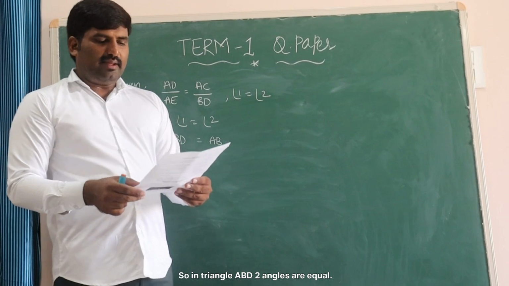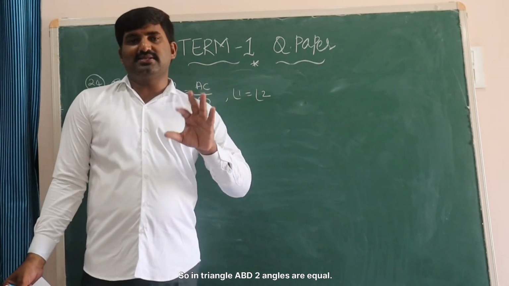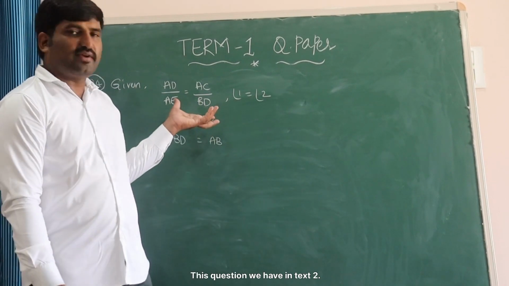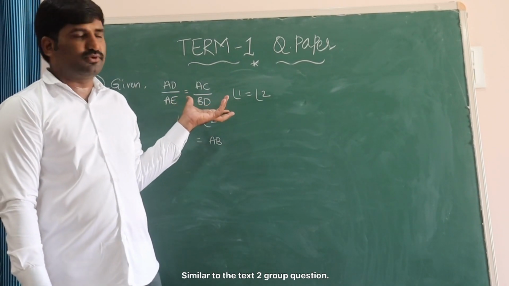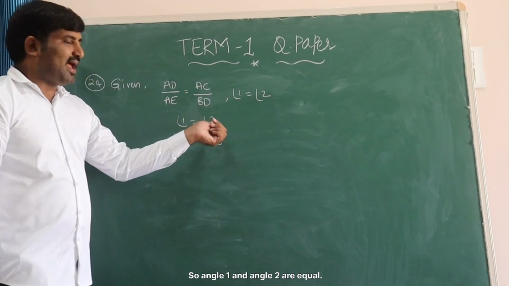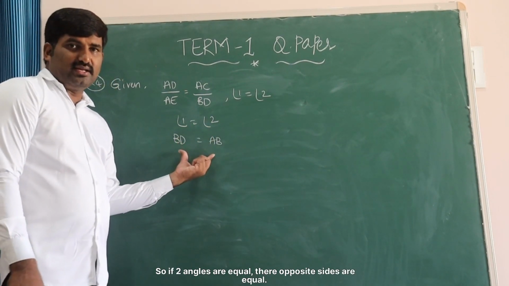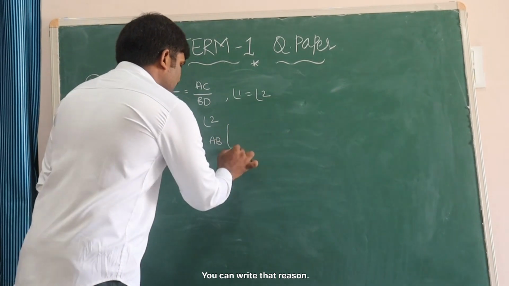So in triangle ABD, two angles are equal. If two angles are equal, their opposite sides are equal. This question is similar to the textbook question. So angle 1 and angle 2 are equal. If two angles are equal, their opposite sides are equal. You can write that reason.